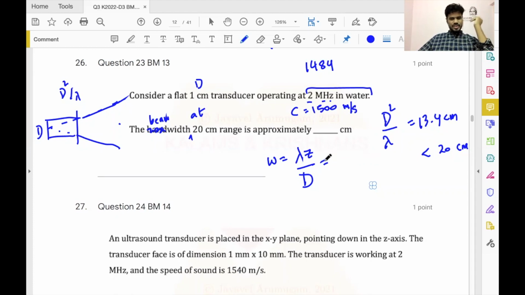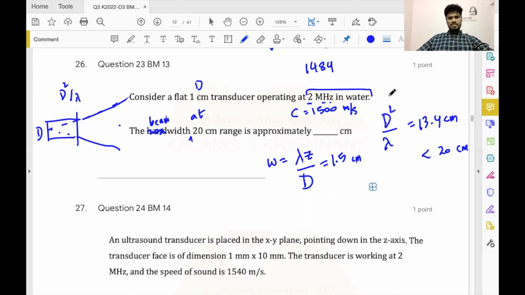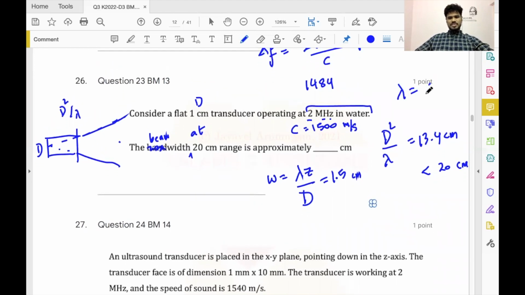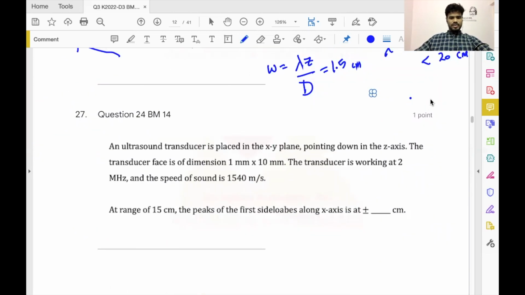Okay, so the final answer for the width, I suppose, is 1.5 centimeters. Let me also write this relation. Lambda is just C over F. F is given to be 2 megahertz, and our C is 1500 into 100 centimeters per second. Fine.